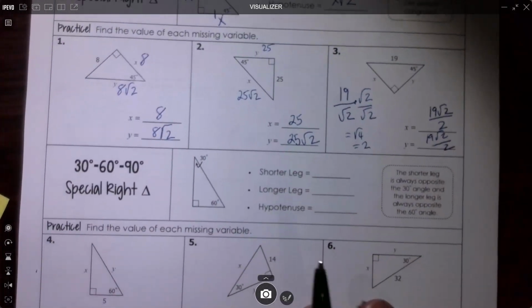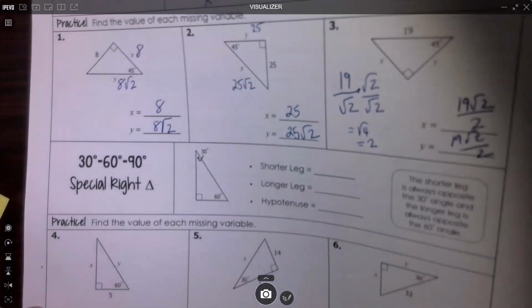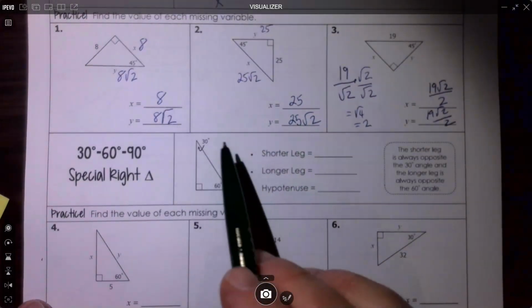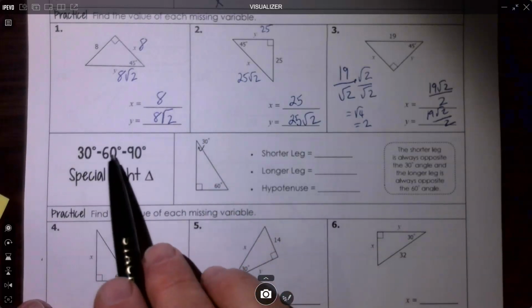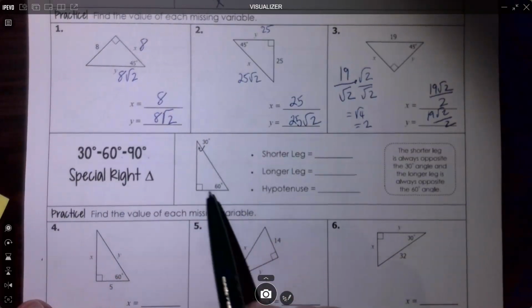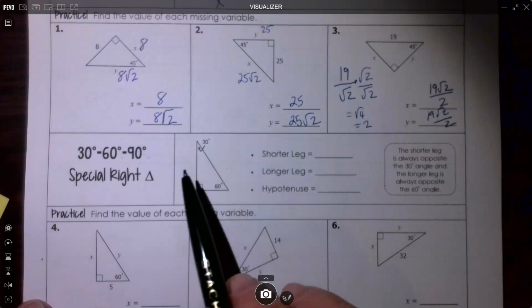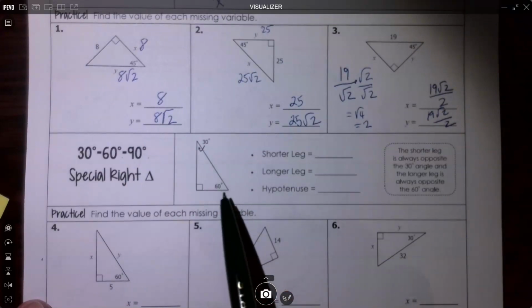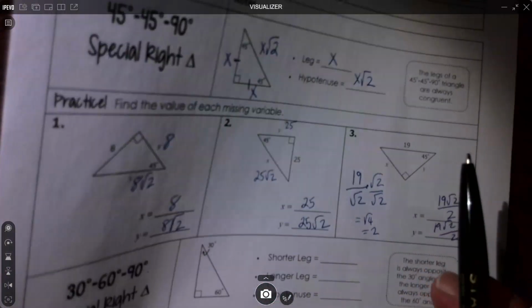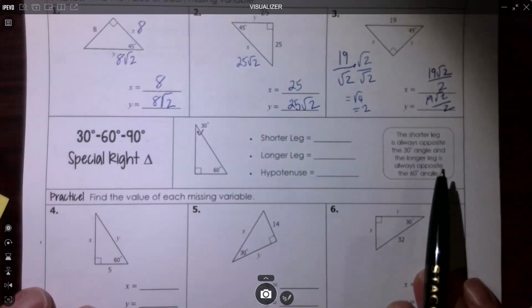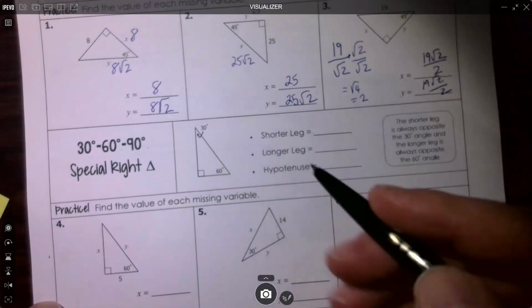All right, so the 30-60-90 triangle is slightly different. Because you have three different measures of angles, a 30, a 60, and a 90, that means all three sides are going to have different measurements. It's not like here where two sides are the same and the third is not. All three sides of these are going to be different. So how does that work?